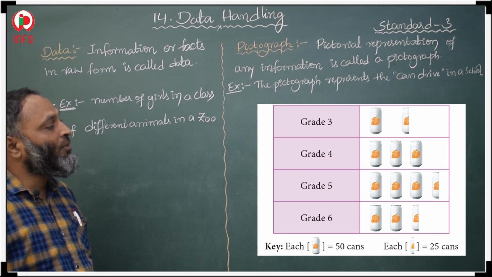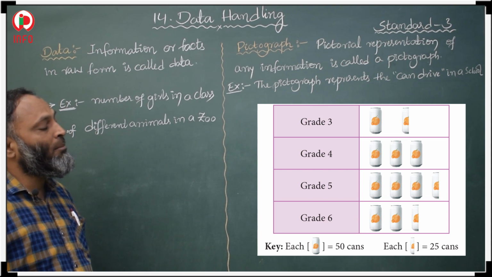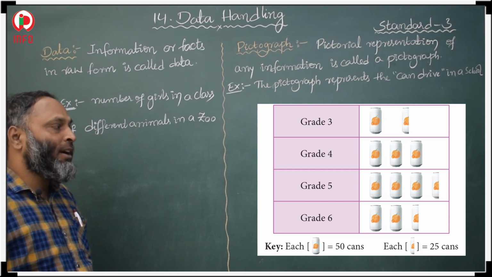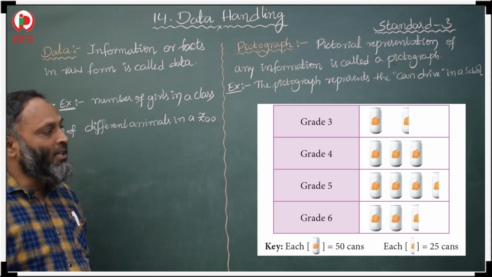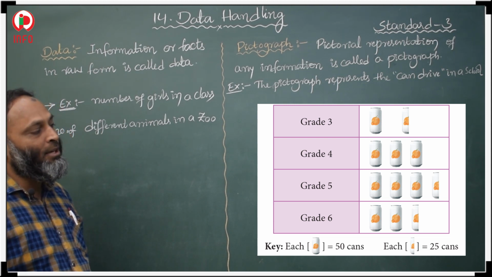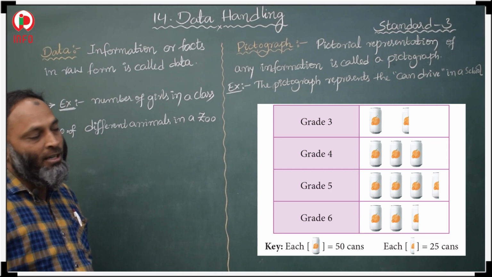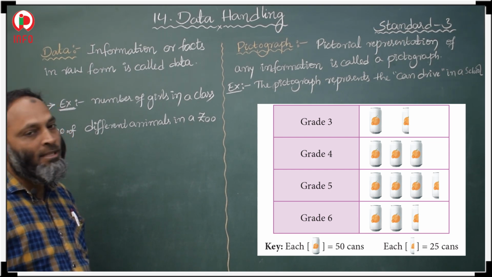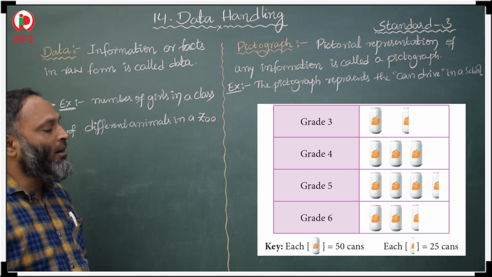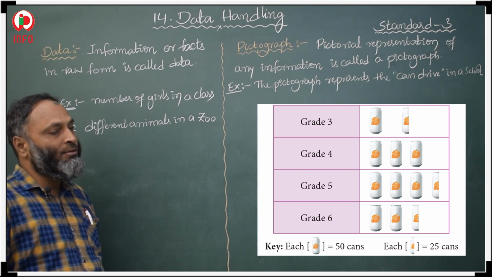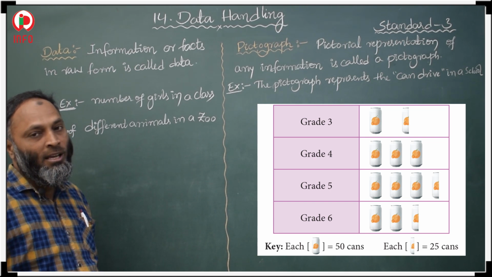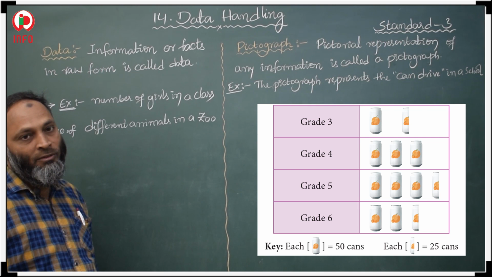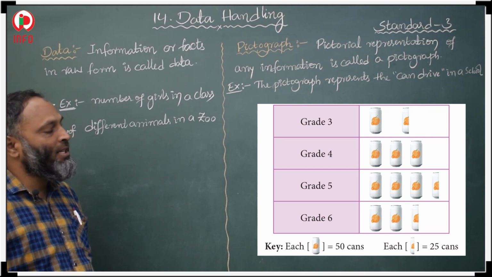In grade 4, 3 cans are given, means 50 plus 50 plus 50, that is 150. And grade 5, 3 and a half cans are given, that is 50 plus 50 plus 50 plus 25, that is 175. In grade 6, how many cans are given? 2 and a half cans are given, 50 plus 50 plus 25, that is 125. According to the key and pictures, we can know the number of cans we need.